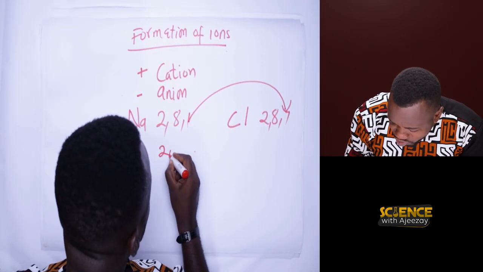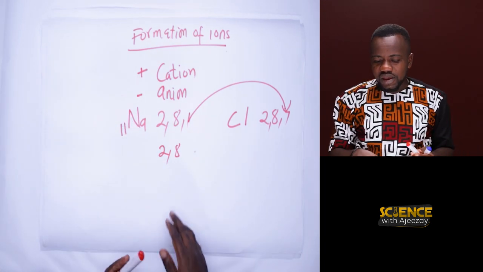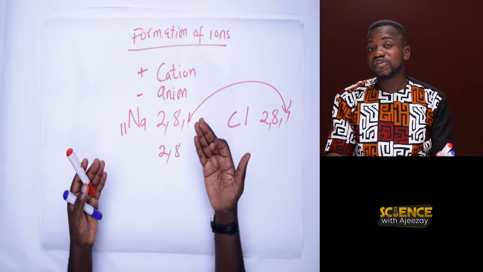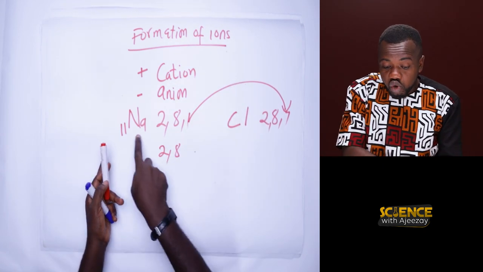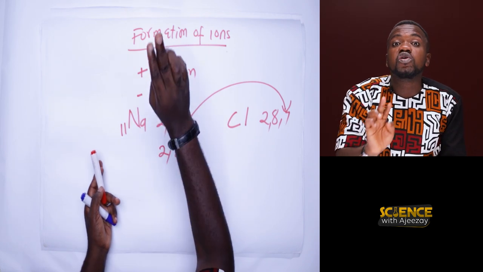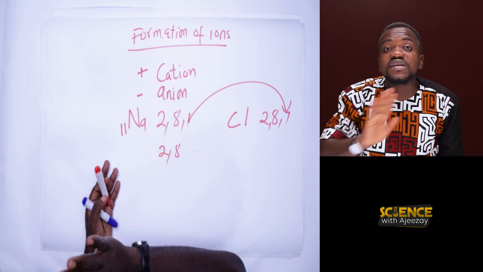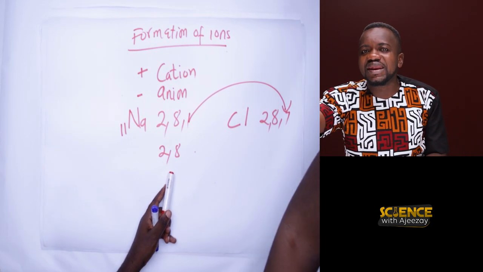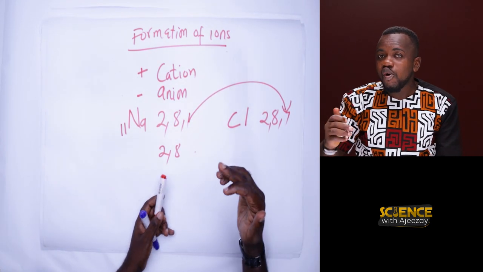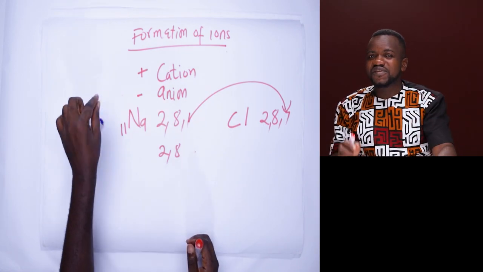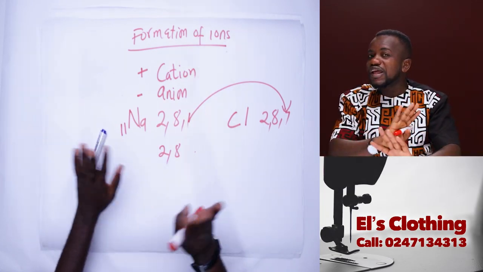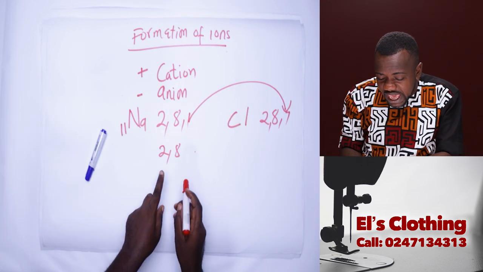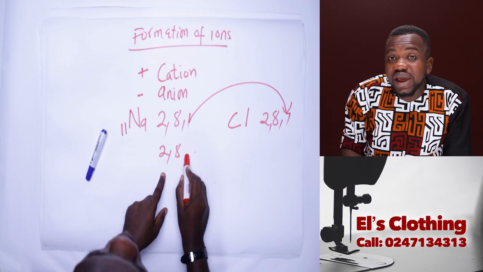It is now 2-8. I've always told you that the number of protons is always equal to the number of electrons in a neutral atom. So, in this case, the number of protons is 11, the number of electrons is 11. Now, it has given away one electron. I told you that the protons are in the nucleus. So, nothing happens to the protons. You can't lose protons, you lose electrons. So, here, one electron is gone.